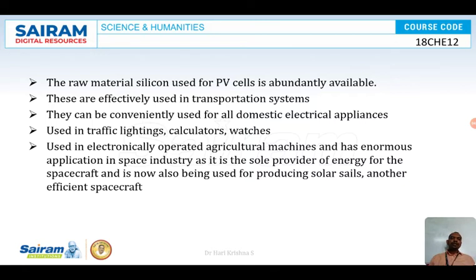Next, it is used in domestic appliances. It's used in solar machines, solar for transport purposes, etc. And in remote places, especially in forest areas, PV cells are the major source of energy. So we have seen the definition of PV cells, and we have seen the importance or applications of your PV cells. Let us see the construction and working of your PV cells also.